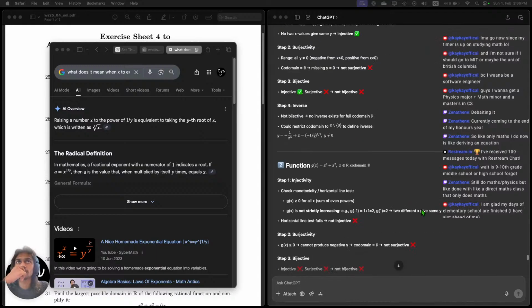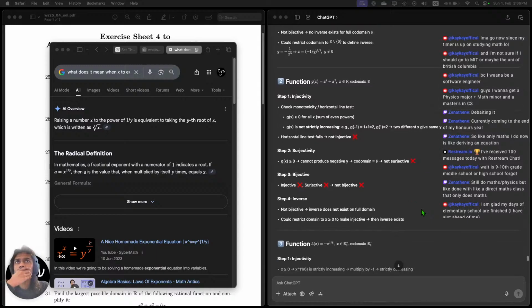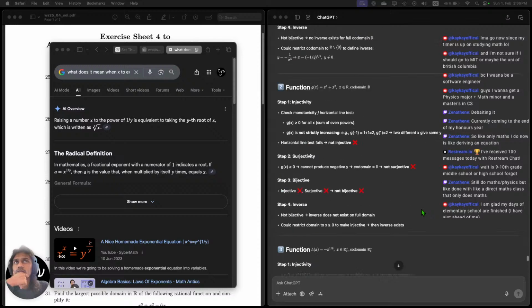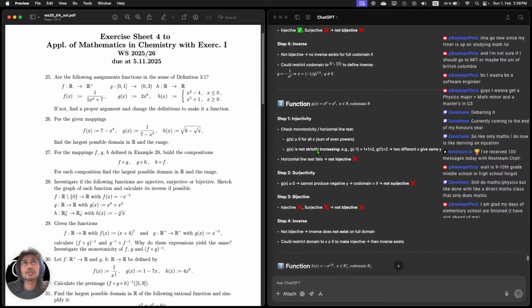First is correct. Not okay. How did you find injectivity checks: monotonicity, horizontal line test. G of x greater than 0 for all x, sum of even powers. G of x is not strictly increasing. Example: g of minus 1 and g of plus 1 are the same, two different x give same y.